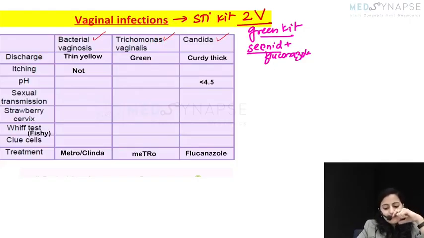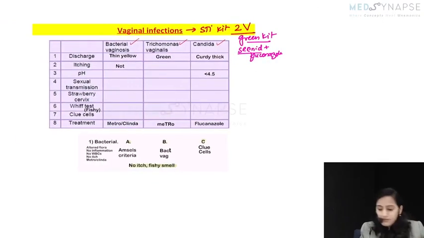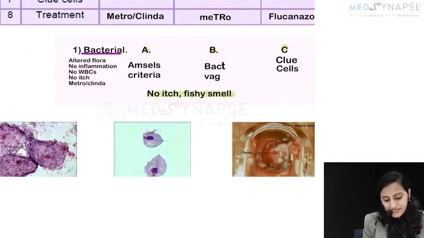So in which of these do you see the green vaginal discharge? Trichomonas. Where do you see itching is absent? Bacterial. Where do you see curdy discharge? Candida. Where do you see strawberry cervix? Trichomonas. Where is the acidic pH, pH less than 4.5? Candida. All these points are what you need to see to make a diagnosis. So remember that.